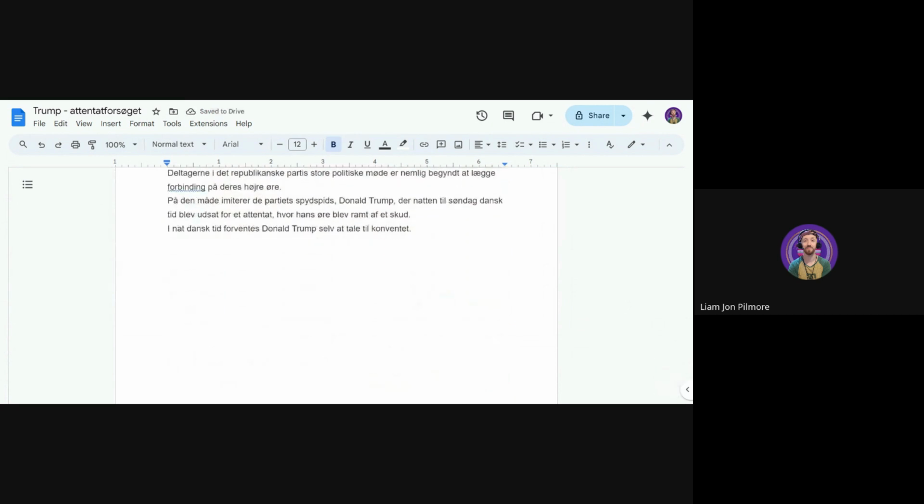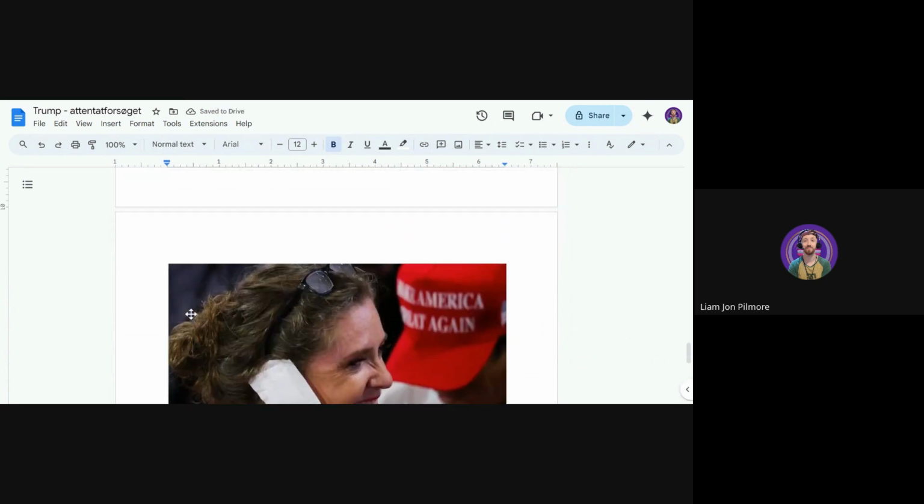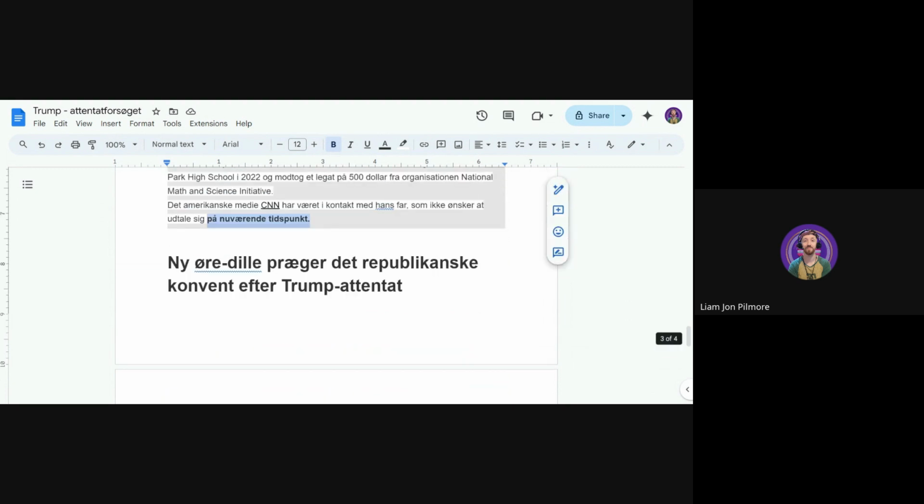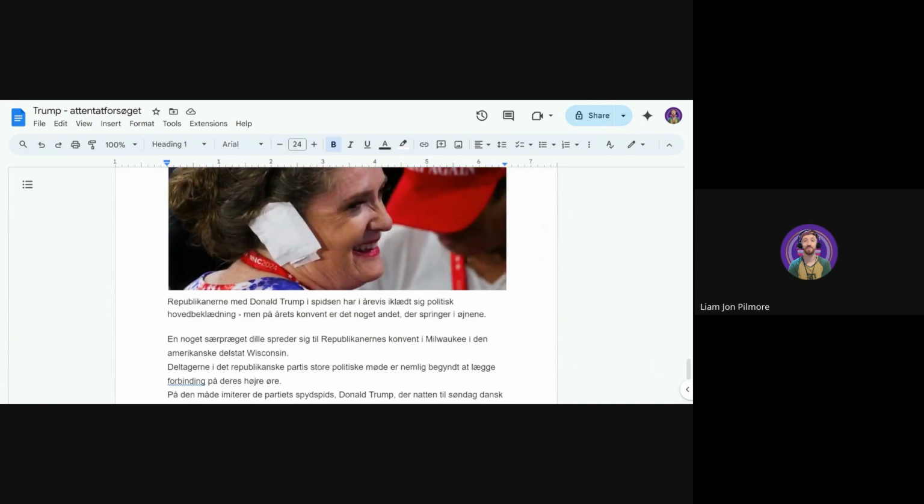And lastly, I've pinned people at the convention have all started wearing this, øreDille, som de kalder det. New øredille. What is øredille? I guess that's like the word for a craze. New øredille præger det republikanske konvent efter Trump attentat. So a new ear craze is characterizing the convention after this assassination attempt.